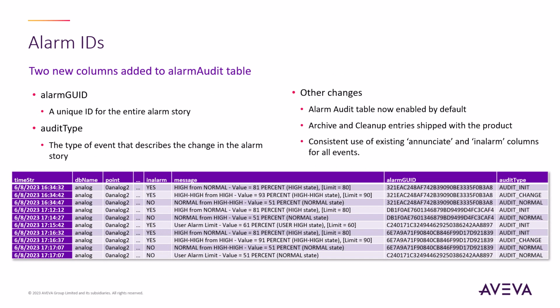This is actually two columns, a unique GUID and an event type. The GUID is a unique ID for the alarm. A new GUID is generated for each alarm, even if multiple types of alarms are present at any given moment for a single point. The event type describes the type of event being logged for the given alarm. We also made sure that the annunciate and in-alarm columns were consistently used for all events.